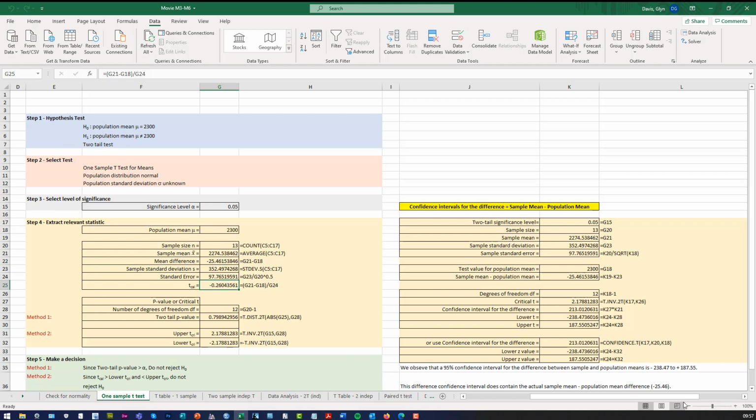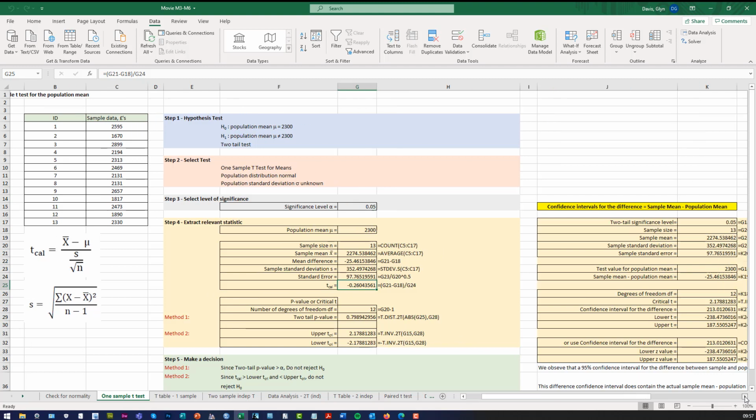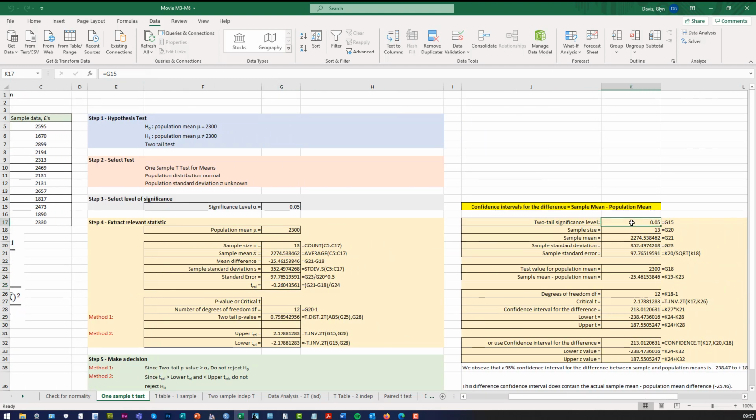Now, the other alternative is to construct a confidence interval for the population mean mu. So you'd say, what would be the upper value of mu and what would be the lower value of mu? You construct a confidence interval, as you can see there. We know we're working at a significance level of 5%, two-tail. The sample size is 13. We know the sample mean, the sample standard deviation, and the standard error. We know what the population mean should be, and we know the difference between the sample mean and the population mean.